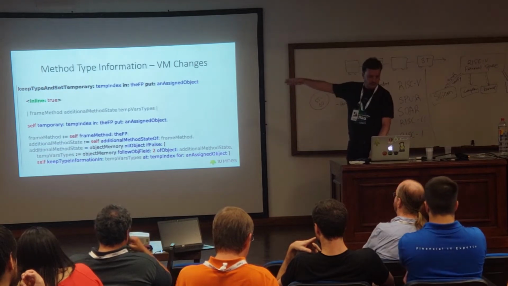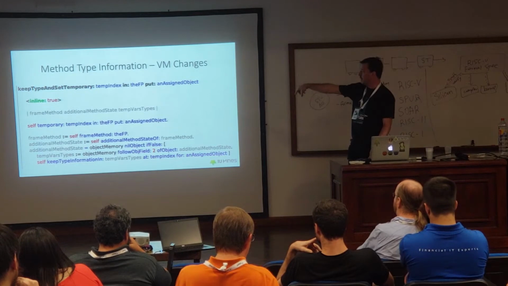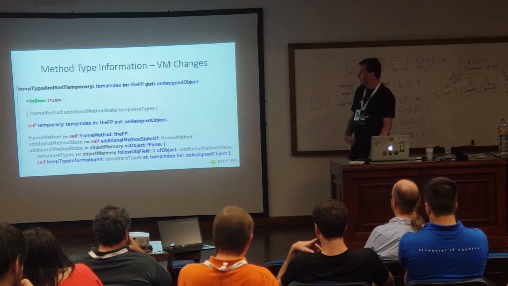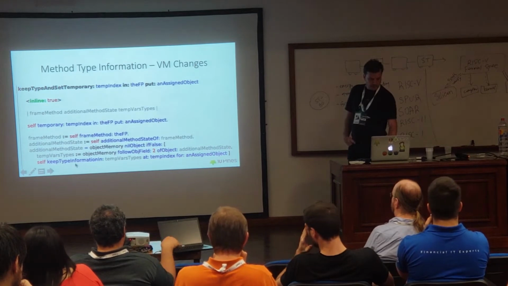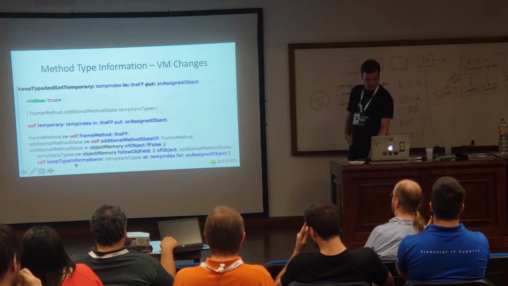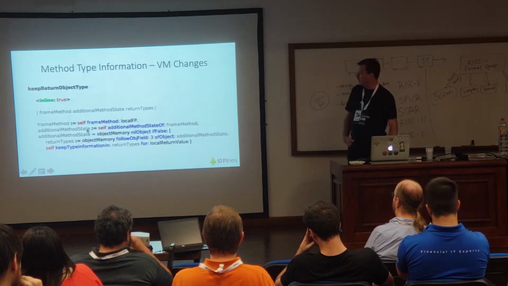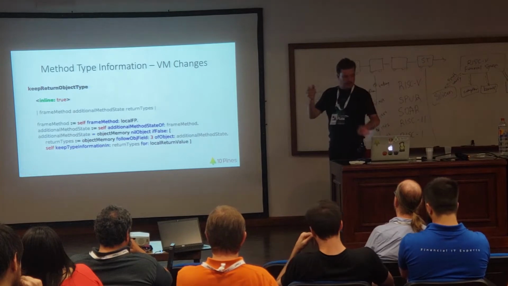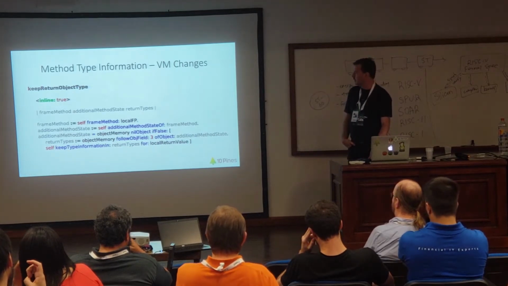This is when you're setting a temporary variable. Also the same idea. We look for the temporary variable, and then finally we send the keep type information and do the same thing. And this is for the return type. Again, you have to take the information and keep that in those arrays. Not difficult. It's very simple.